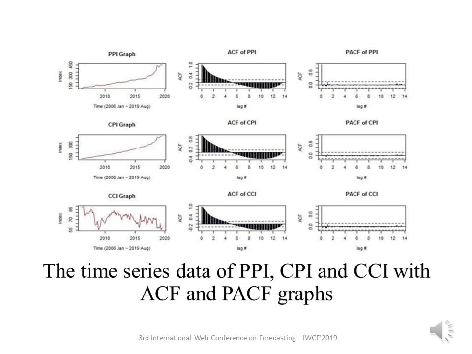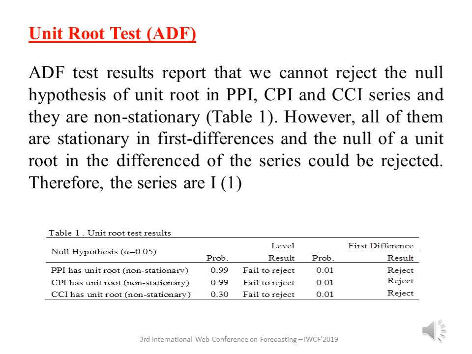Now we can look at the results of the model. The autocorrelation and partial autocorrelation graphs indicate that the 3 series are non-stationary at level. Therefore, the augmented Dickey-Fuller test should be applied in order to decide whether the series have a unit root or not. Augmented Dickey-Fuller test results report that we cannot reject the null hypothesis of unit root in the PPI, CPI, and CCI series, and they are non-stationary.